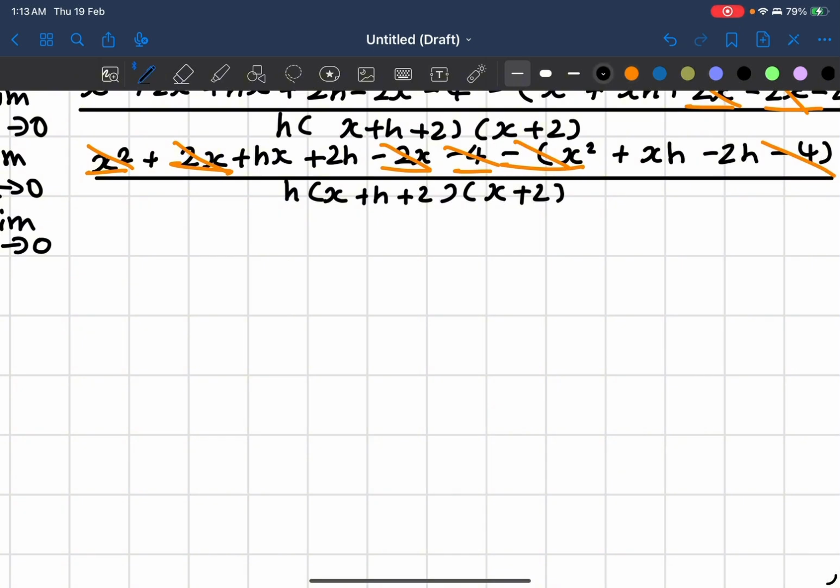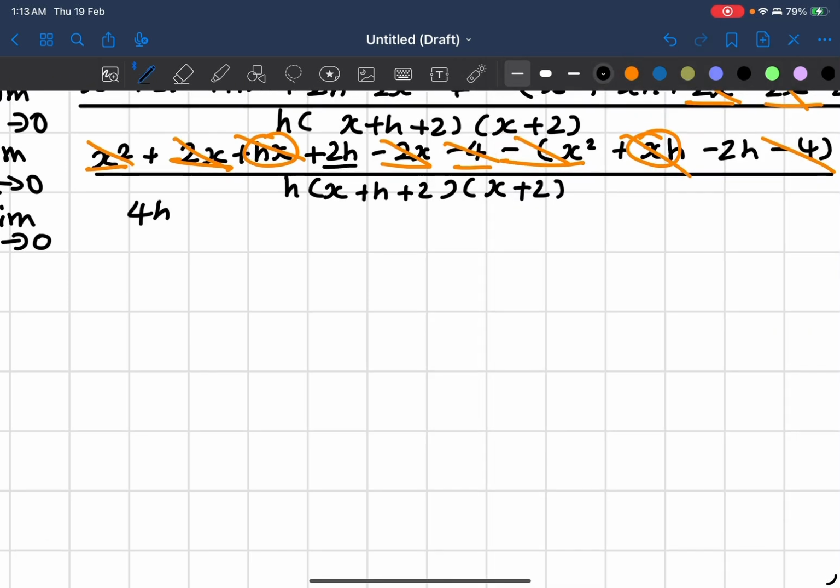So let's just see. We have hx plus, oh sorry, these two can also be cancelled out. Hx and minus xh, same thing, right? The order doesn't matter because they're the same variables. These two can be cancelled out as well. So we're left with 4h, because it's 2h here and minus plus 2h here. So 4h over h times x plus h plus 2, x plus 2 times x plus 2.